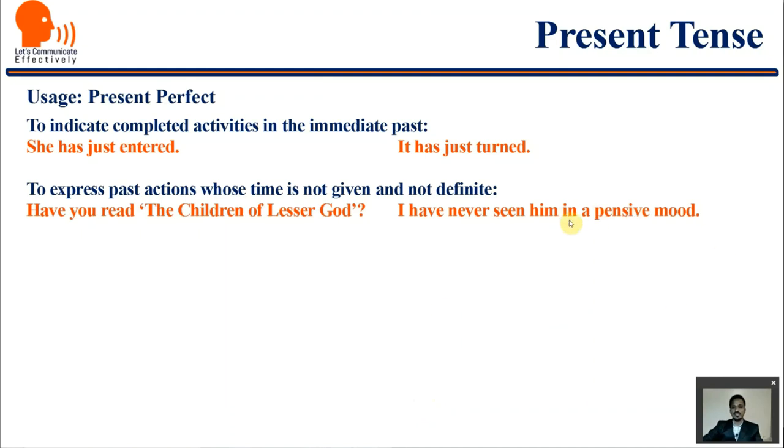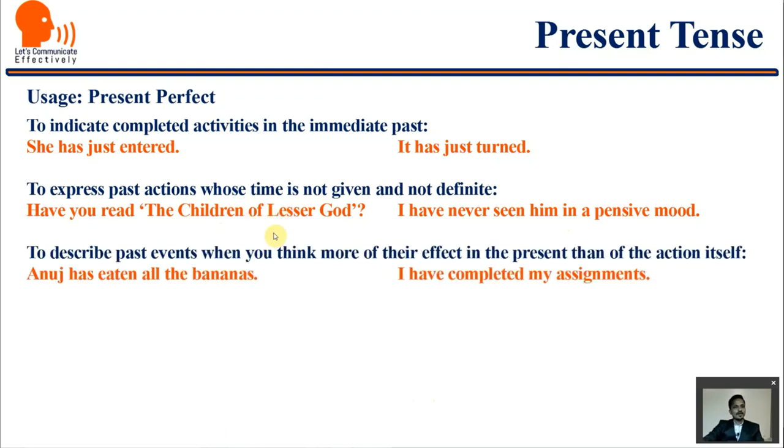So, I have never seen him in a pensive mood. Have you read? When? Yesterday, tomorrow, day before yesterday, 1 week before, 1 month, it is not given. So we use present perfect tense there, to describe past events when you think more of their effect in the present than of the action itself. So you are just focusing on their effect rather than the action.